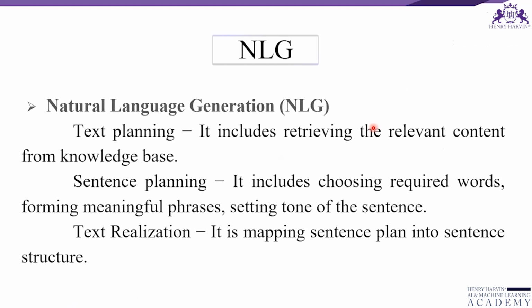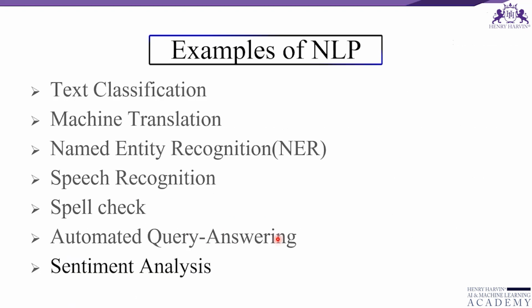Here, the text is being planned. It includes retrieving the relevant content from a knowledge base, or sentence planning. It includes choosing the required words, forming meaningful phrases, and setting the tone of the sentence. And the next one is text realization, which is mapping the sentence plan into sentence structure.